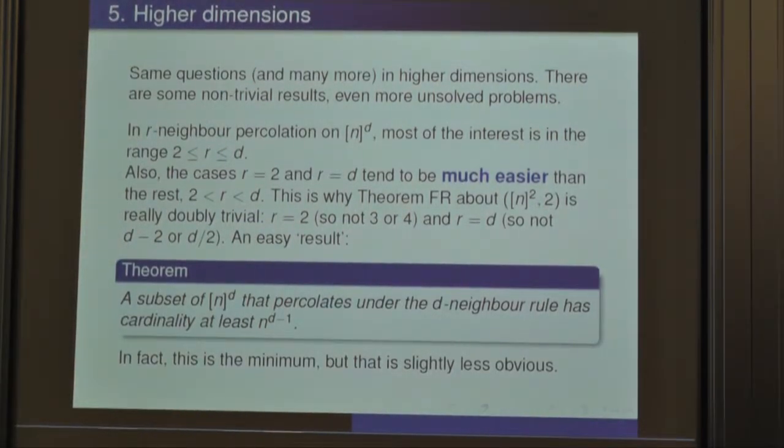For example, if r is equal to d, then again it's quite easy to see that you need that many infected sites for full percolation. In fact, in this case, it is easier than to show that there are configurations with that few infected sites which work.